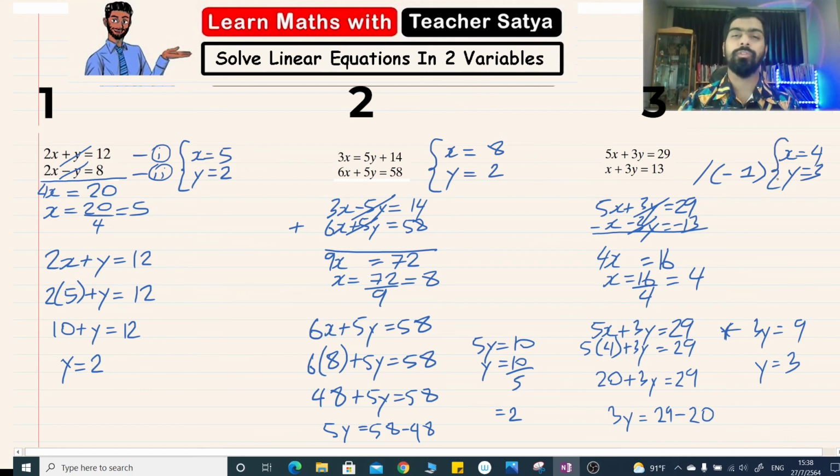And that is how we would solve simultaneous equations with two variables using the elimination method.